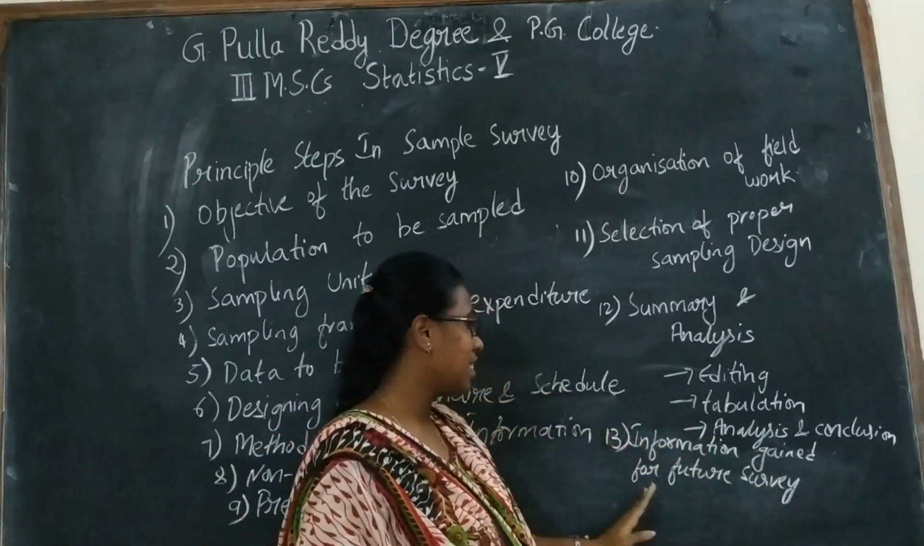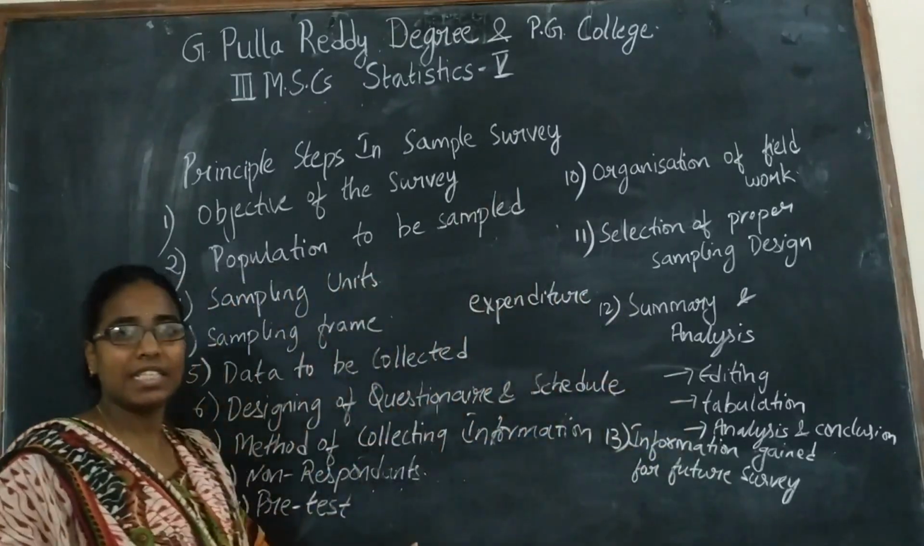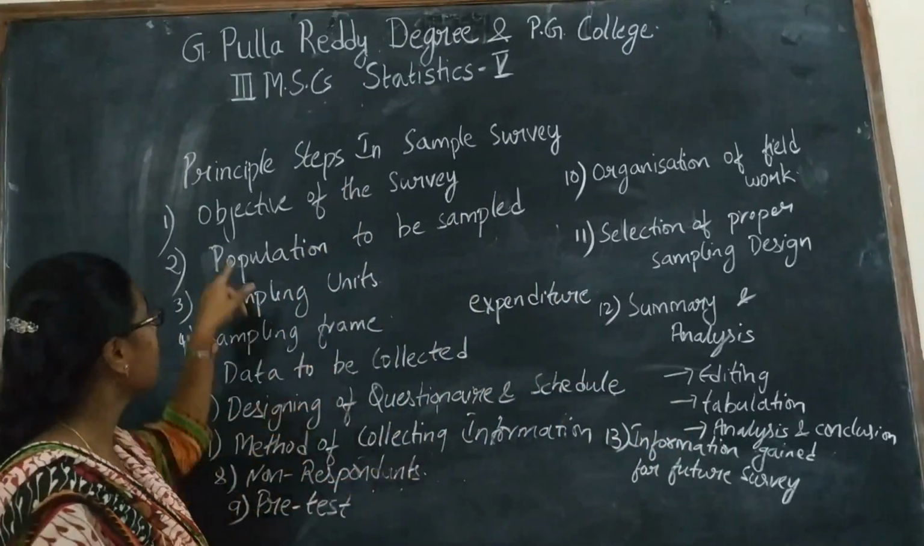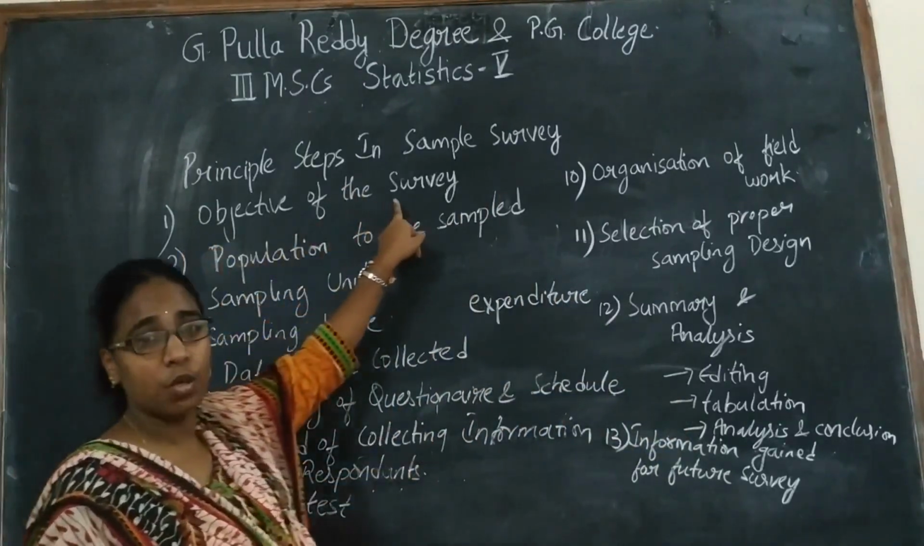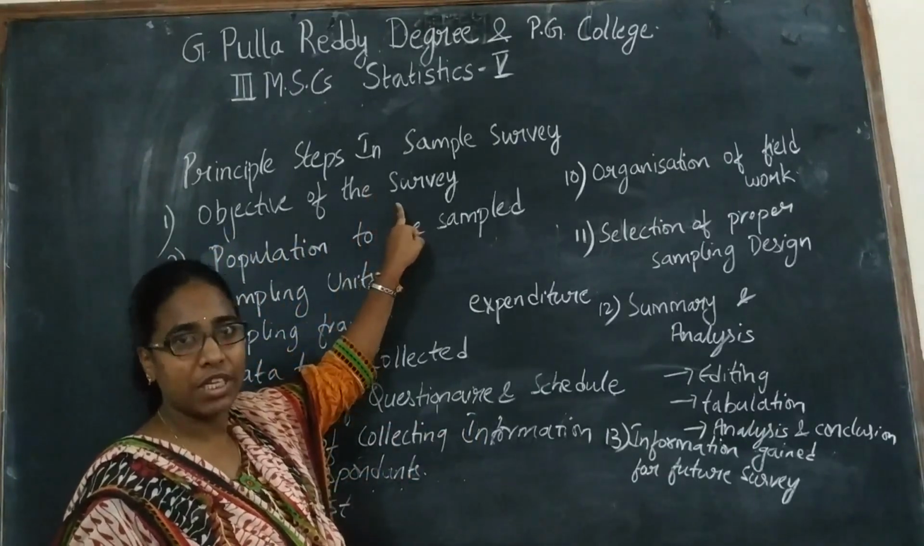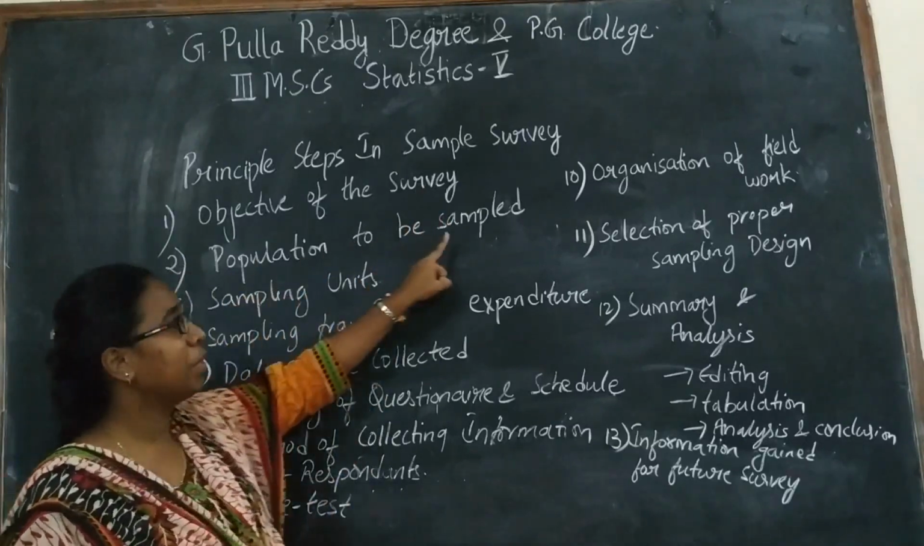So this is the last step of the sample survey. There are a total of 13 steps involved in sample surveys, so I'll just revise once. The first one is the objective of the survey. That means here you have to clearly specify your objective, for what you are conducting the survey. Next is population to be sampled.